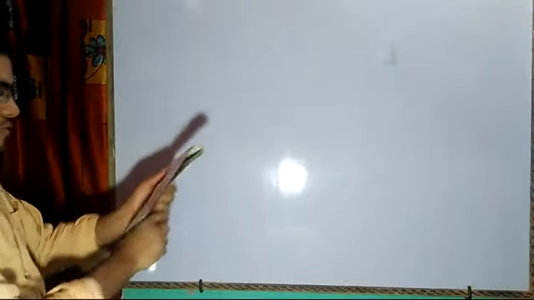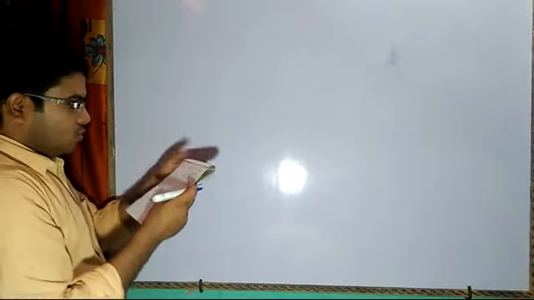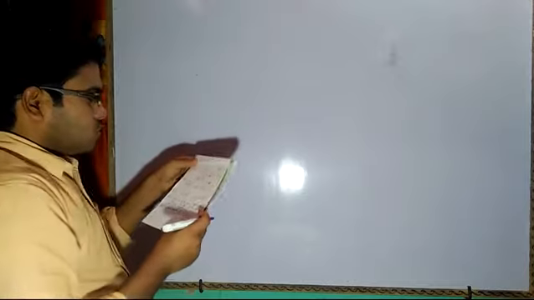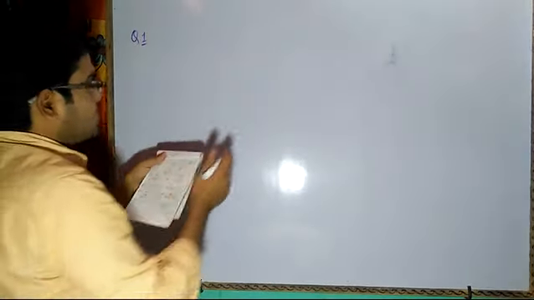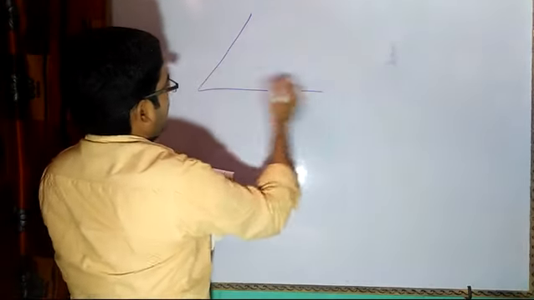Now, the questions that were in this chapter on angles are given. I have noted them down in one copy. So, you can see that question number 1 says that certain angles are given.